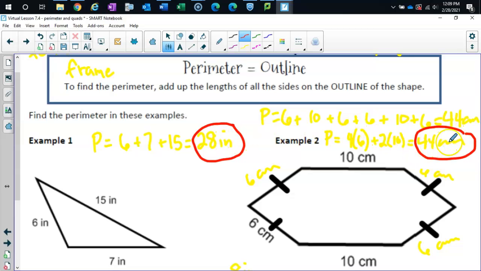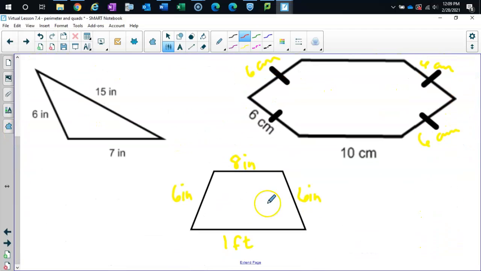If you are adding up centimeters, the label is centimeters. Now, this problem is not in your notes. I want you to copy this down right now. Pause the video if you need to. Now, this problem is super important.